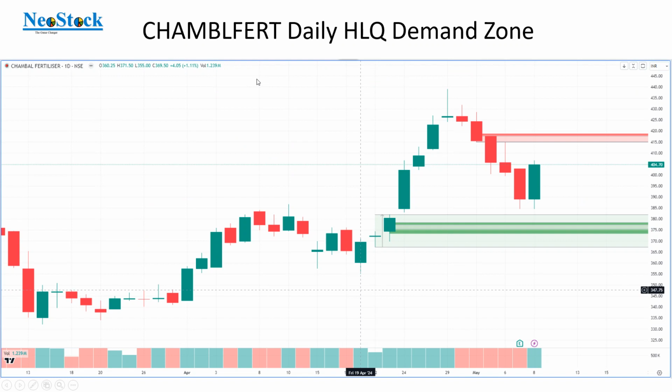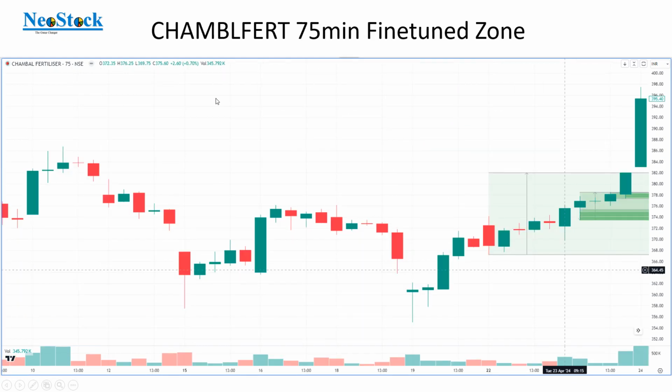Next one is Chambal Fertilizers. This is a daily high liquidity demand zone. We have a rally, 2 base candles and a rally with a hidden body. That means there is a pro gap here. And we already fine-tuned this zone. I will show you how we fine-tuned, but we did not get a trade in this stock. Today prices did not enter into this zone. But how we fine-tuned? Let me show you.